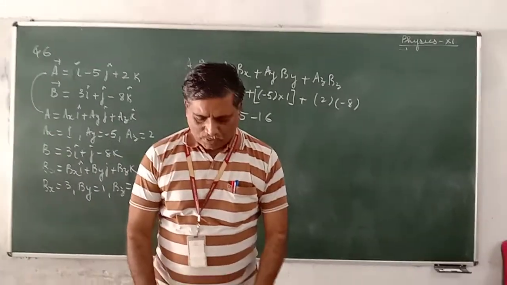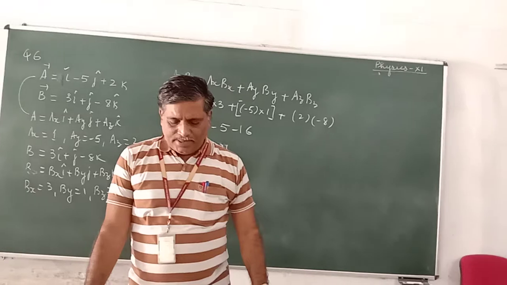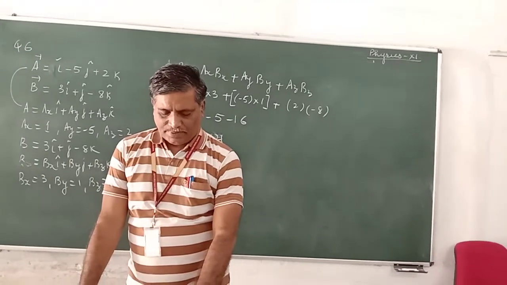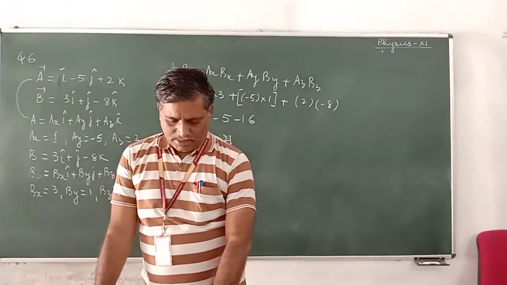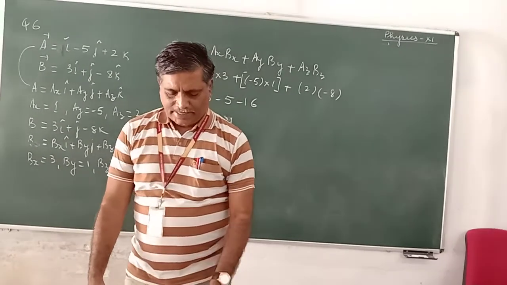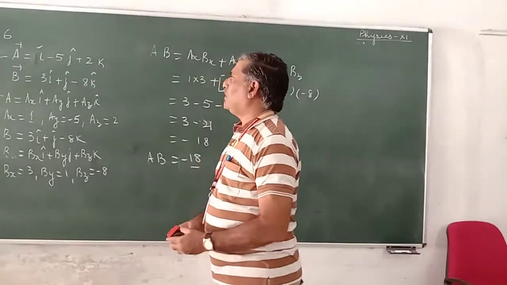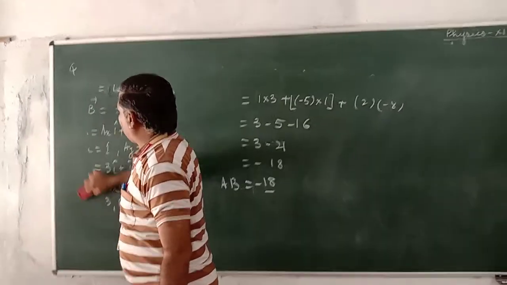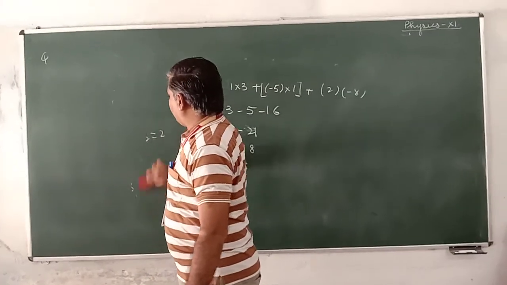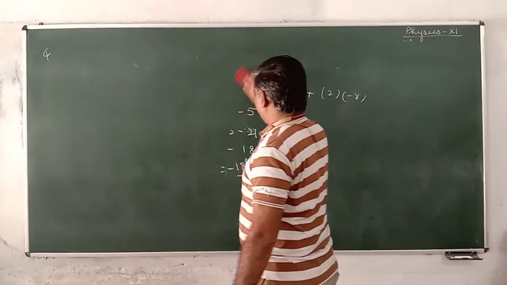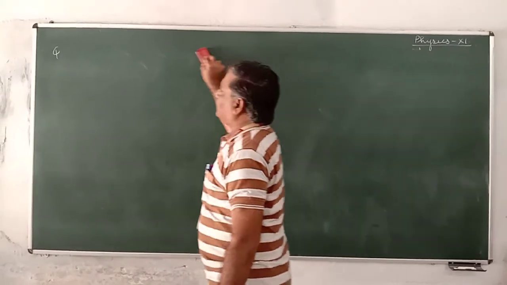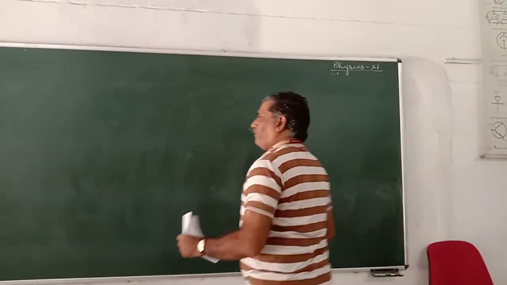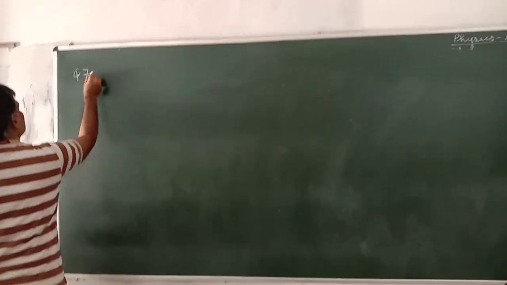Find the cross product of vector P = 3i + 5j - k and Q = 2i - 2j + 8k. Now we are finding the cross product. The next question is to find the cross product of two vectors. Vector P is given, vector Q is given.